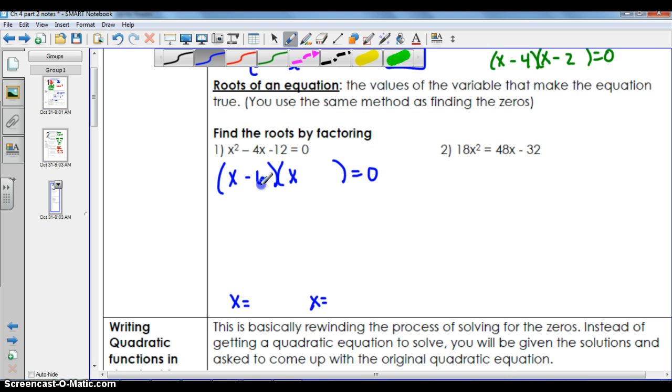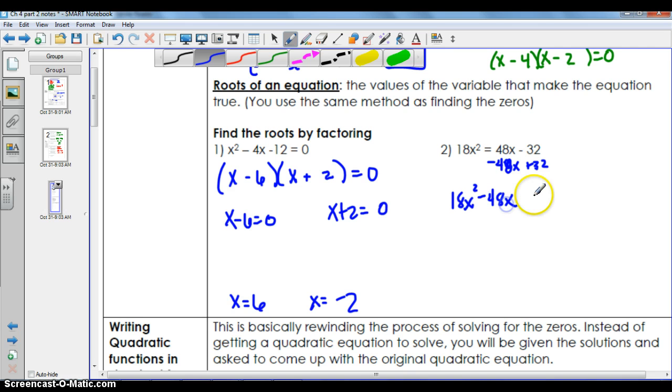All right, let's check. It should be negative 6 and positive 2, and then we set them each equal to 0. And then we add 6, and then we subtract 2, so you should have x equals 6 and x equals negative 2. Over here, we want to make sure everything is equal to 0 before we get started, so subtract your 48x, add your 32, and do that to both sides, and you would have it equal to 0.